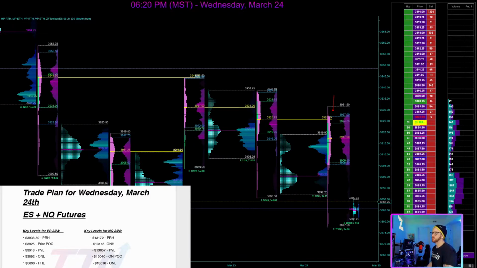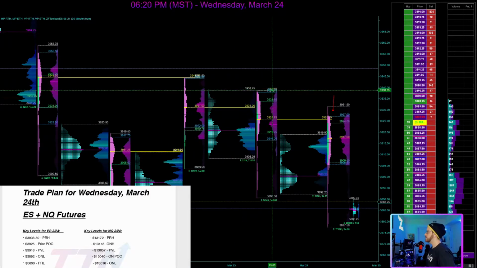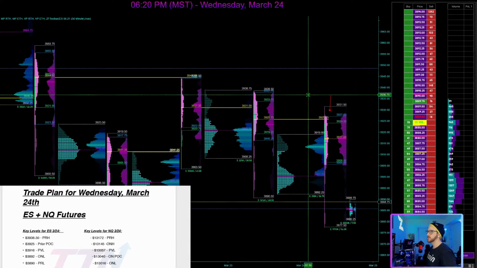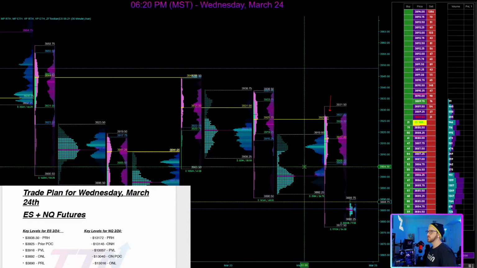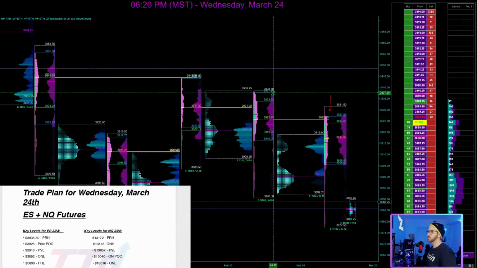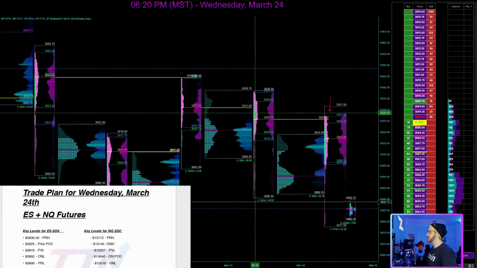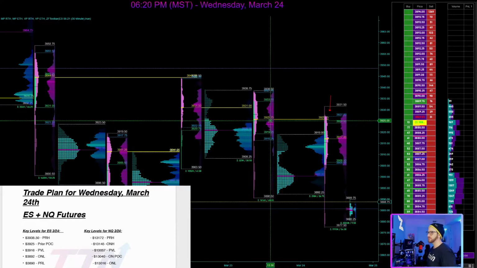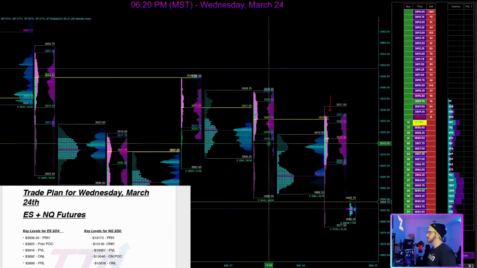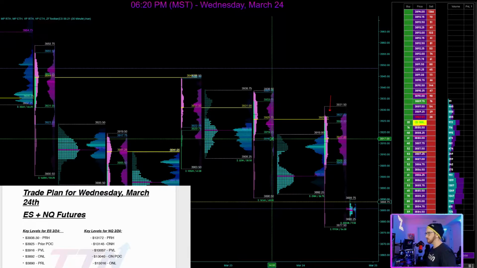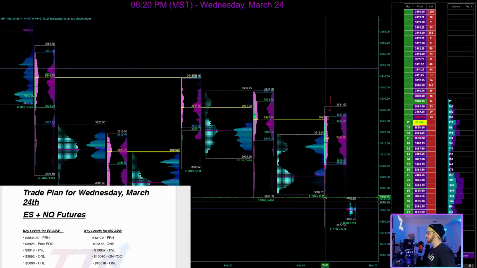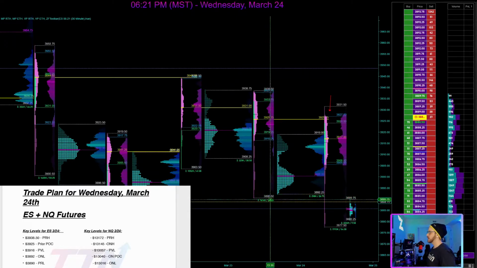So starting off with the prior range high at 39.3850, that was the first and highest level I was looking at, just because we were looking to open quite a ways lower than that level today. Second level was the prior POC at 39.2575. Next level was the prior value area low at 39.16. Next level was the overnight low at 38.92. And just below that, last but not least, the prior range low at 38.9050.